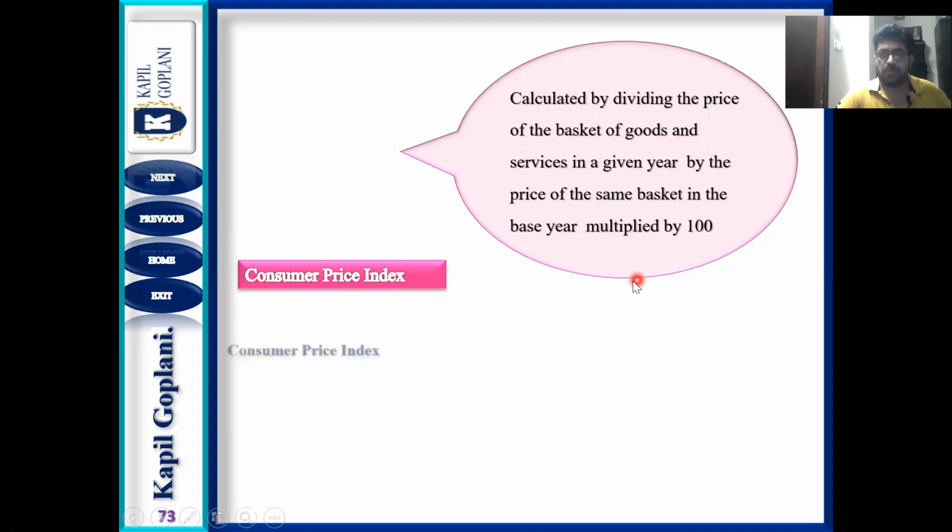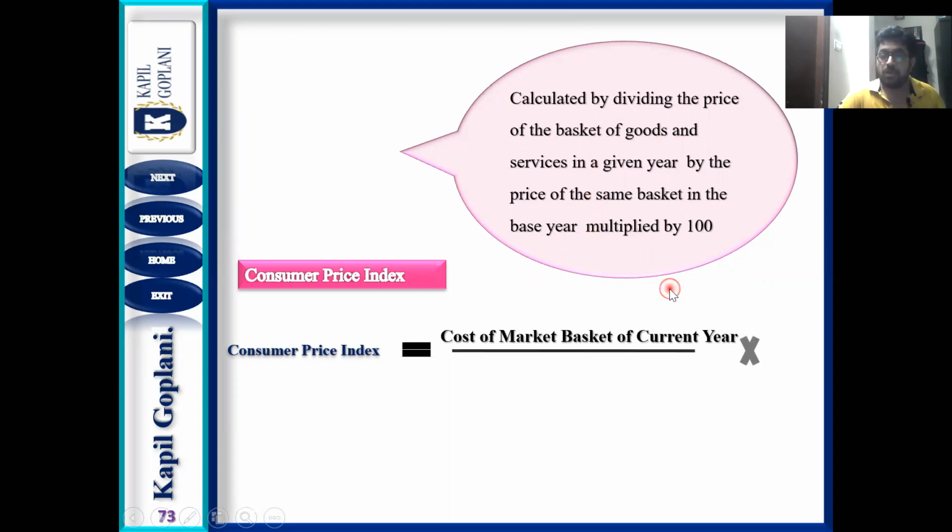Now what will this basket be? You will be able to understand with the consumer. Cost of market basket of current year. See, whatever the consumer is buying is known as the market basket. Now, whatever cost he is bearing as a consumer at the current price, and whatever cost he would have borne if there was the base year price. Are you getting it? Consumer price index simple formula: the cost of market basket of the current year divided by the base year prices of the same basket, multiplied by 100, you will get the consumer price index.